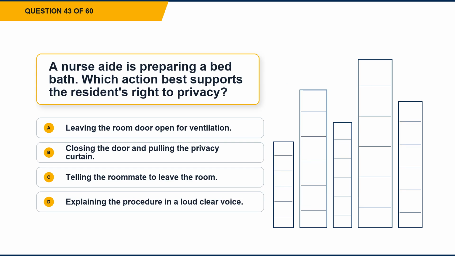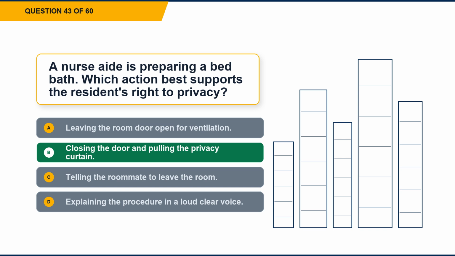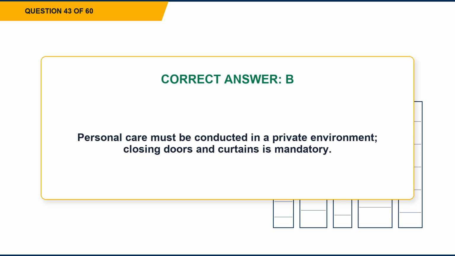Question 43. A nurse aide is preparing a bed bath. Which action best supports the resident's right to privacy? Option A. Leaving the room door open for ventilation. Option B. Closing the door and pulling the privacy curtain. Option C. Telling the roommate to leave the room. Option D. Explaining the procedure in a loud, clear voice. The correct answer is option B. Closing the door and pulling the privacy curtain. Explanation. Personal care must be conducted in a private environment. Closing doors and curtains is mandatory.